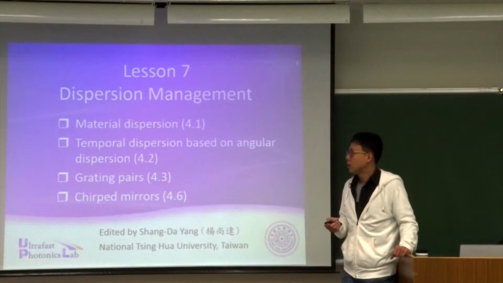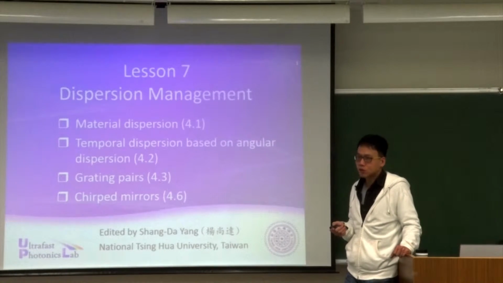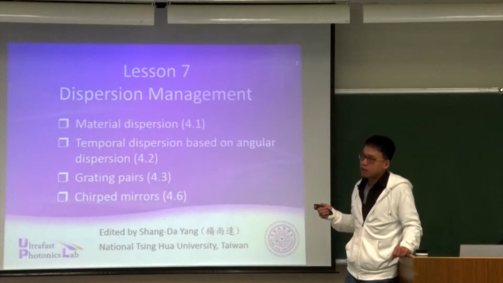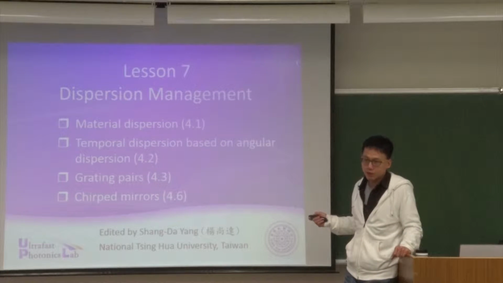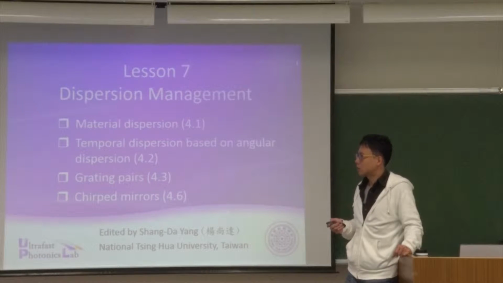This is a traditional pulse compressor used in dispersion compensation. It's still used today. Usually you can create a very large compression ratio or stretching ratio by using grating pairs.